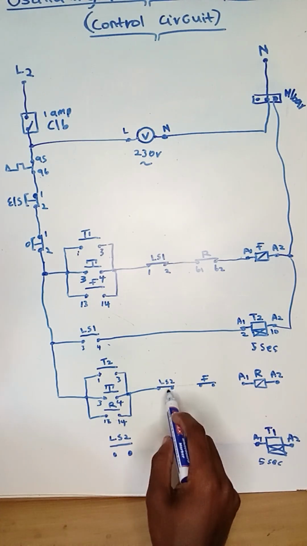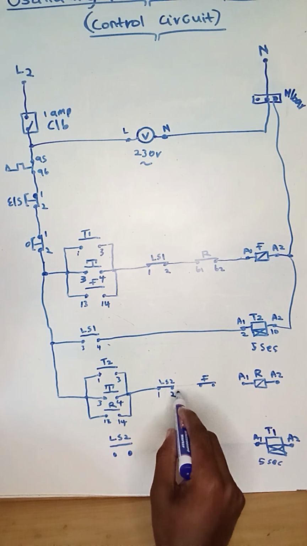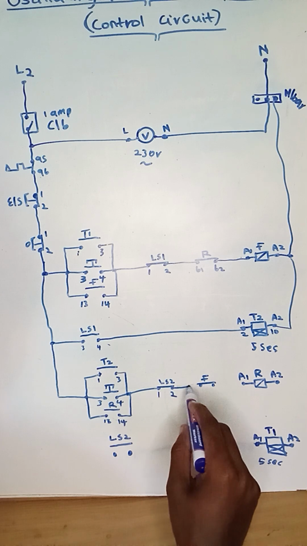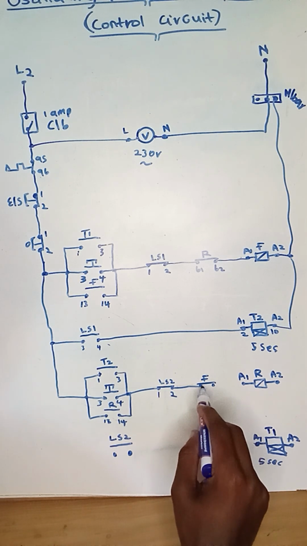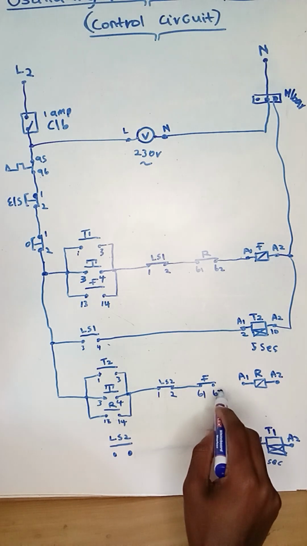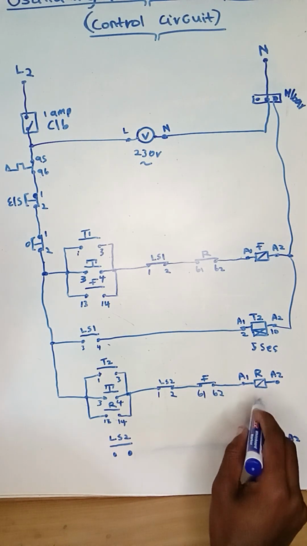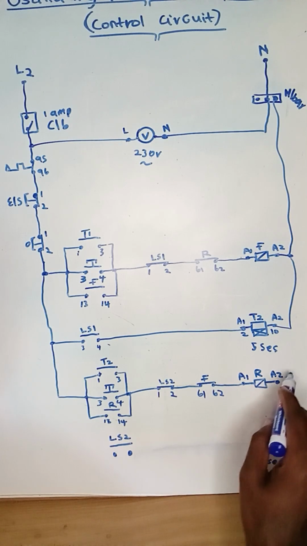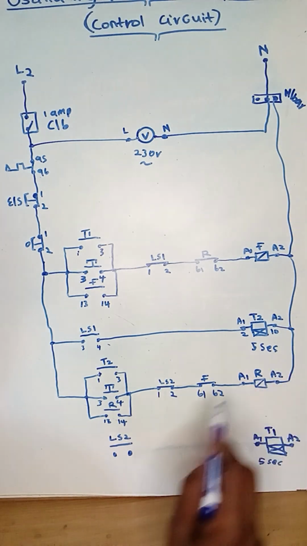Right, from out of the limit switch 2, if it's normally closed, remember normally closed is 1 and 2. So the out point of 2 will go to the in point of the normally closed interlock of forward, which is also 61 and 62. So out point 62 will go to the in point A1 in the coil of reverse, which is live, and A2, which is neutral, will be connected to the neutrals.